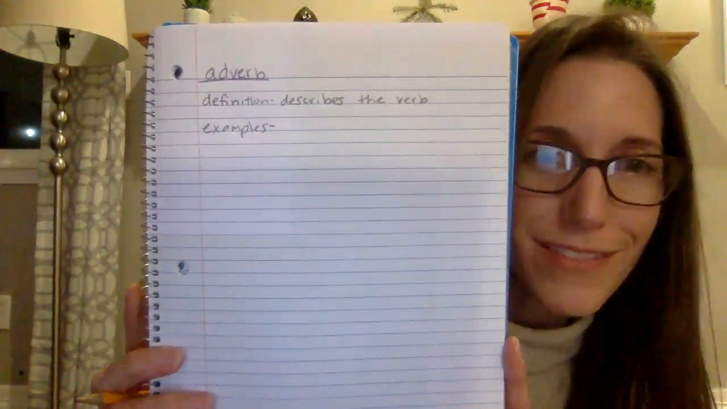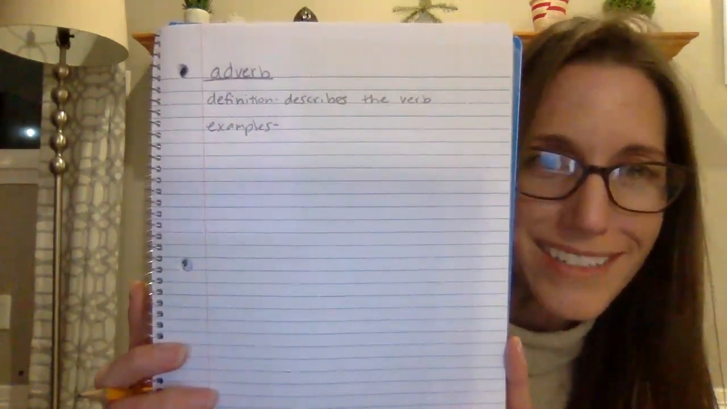So under definition, we'll write: describes the verb. And then we'll write examples. Remember, you can pause the video here if you need more time to write.